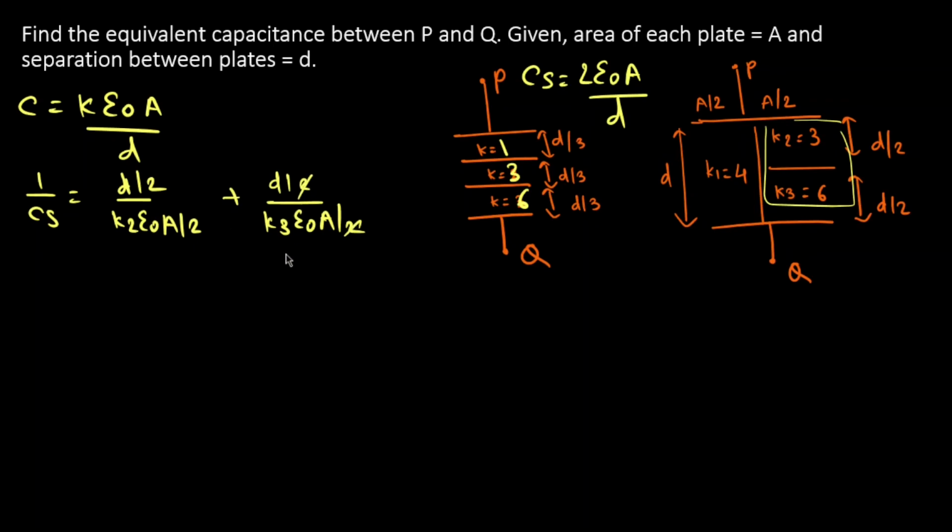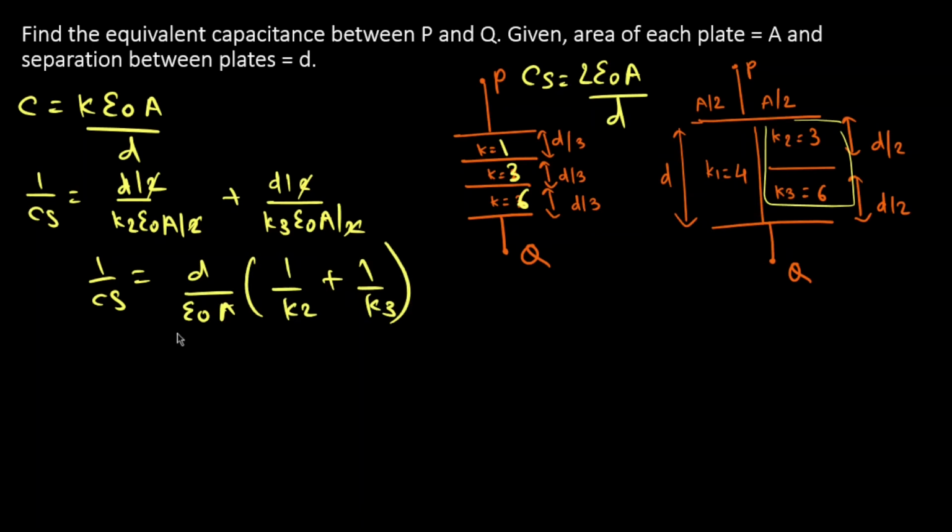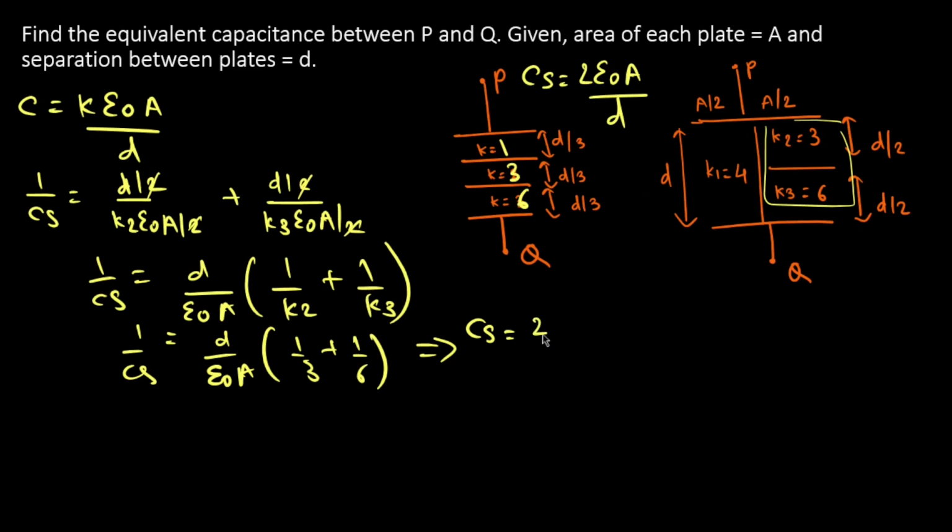So the 2 gets cancelled, and we have 1 by Cs equal to D by epsilon naught A into 1 by K2 plus 1 by K3. Solving this, we get 1 by Cs equal to D by epsilon naught A into 1 by 3 plus 1 by 6, which implies Cs equals 2 epsilon naught A by D. Now this value is in parallel with another capacitor with dielectric K1.